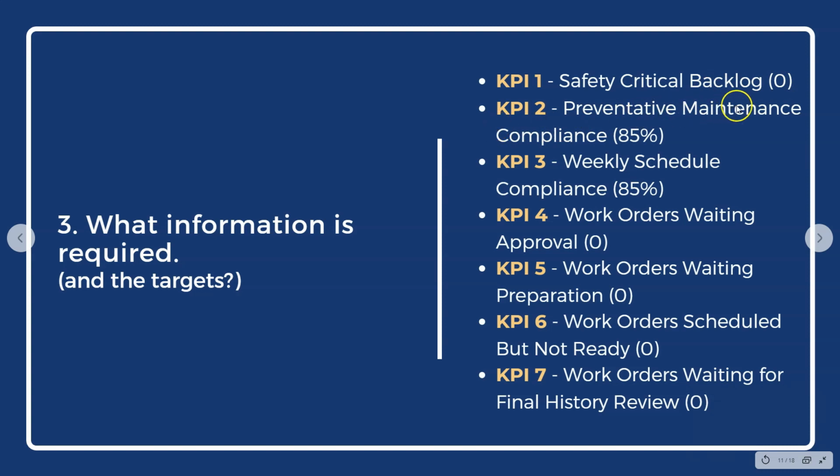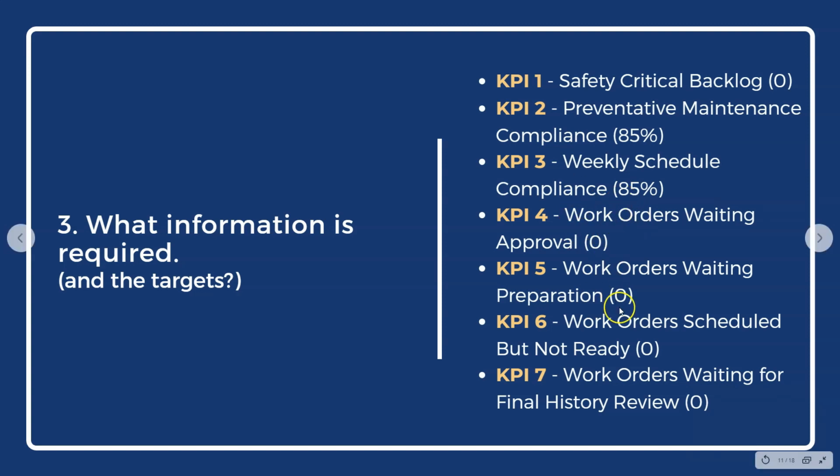The second is our monthly preventive maintenance compliance, and that should be 85%. We want that to be something that we make sure we keep on top of. It's the foundation for our maintenance strategy. It's making sure we've got our PMs in place and we are executing those PMs. Then weekly schedule compliance: how much are we actually executing of the schedule that we put together?